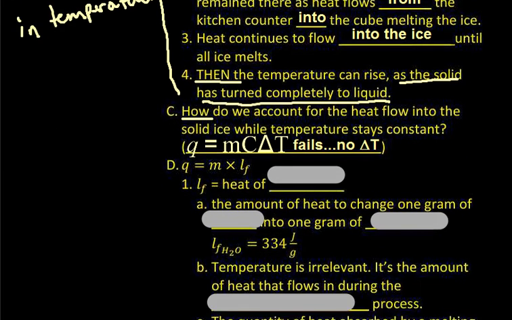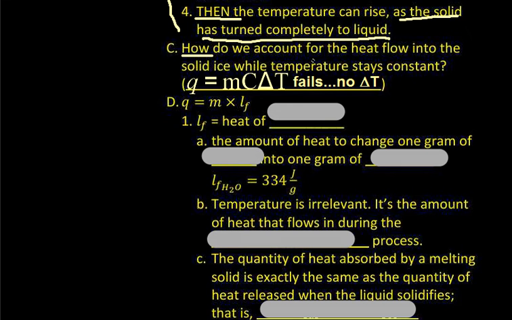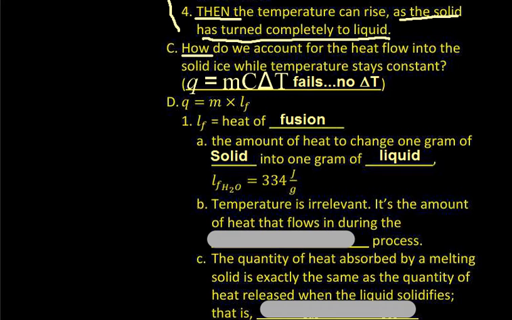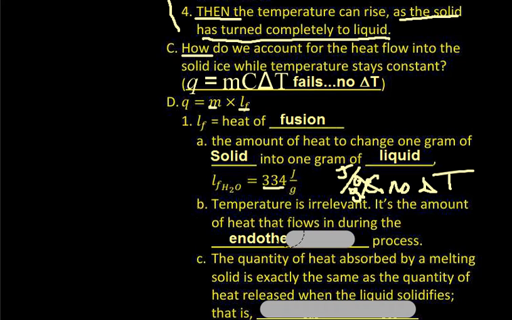So we need a new quantity, and what we get is the latent heat of fusion, or just the heat of fusion. The L stands for latent. The heat of fusion is the amount of heat needed to change 1 gram of solid into 1 gram of its liquid. And for water, that amount is 334 joules for every gram of ice. Why is it not joules per gram degree Celsius? Because there's no delta T. It's only mass times the heat of fusion. So for every gram, you need 334 joules to convert it into water. The temperature is irrelevant. This is just the amount of heat that flows in during the endothermic process.